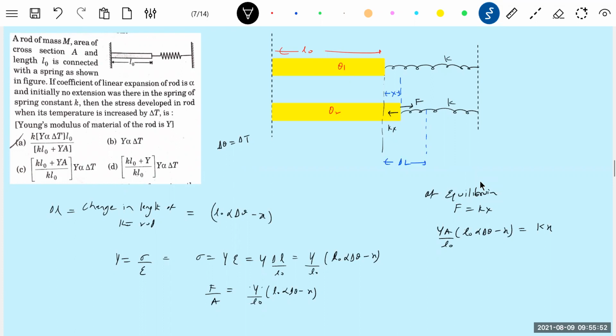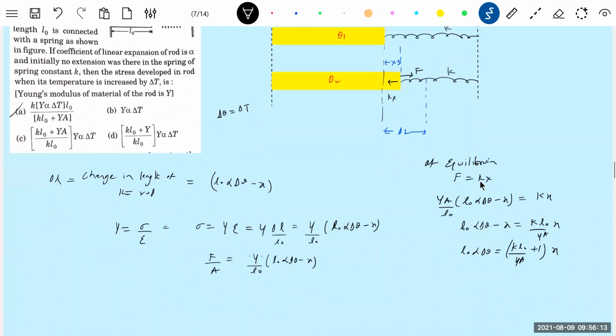Okay, all together I'll find out the value of x. The value of x will be L naught alpha theta minus x equal to K L naught Ya x. So many symbols. Okay, we got the competition, the spring. Then I will equate like this. This F should be equal to Kx at equilibrium. Now I'll substitute the value of this. K is equal to KL naught plus Ya. Check once, sir.